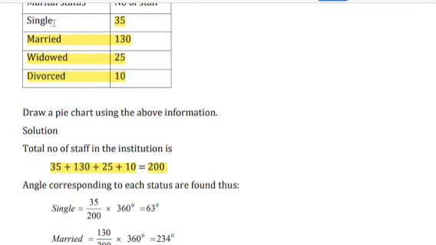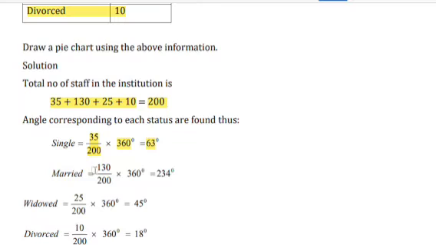For those people that are single, the number of people that are single is 35. You will divide it by the total number here, 200. That's why you have 35 divided by 200 times the total sum of the angles of a circle, which is 360 degrees. For the married, the total number of married people is 130. So you do 130 divided by 200, the sum of all the numbers together, times 360 again. That gives us 234.